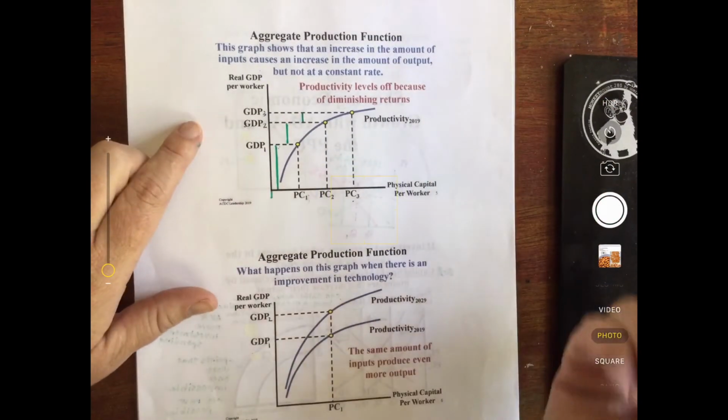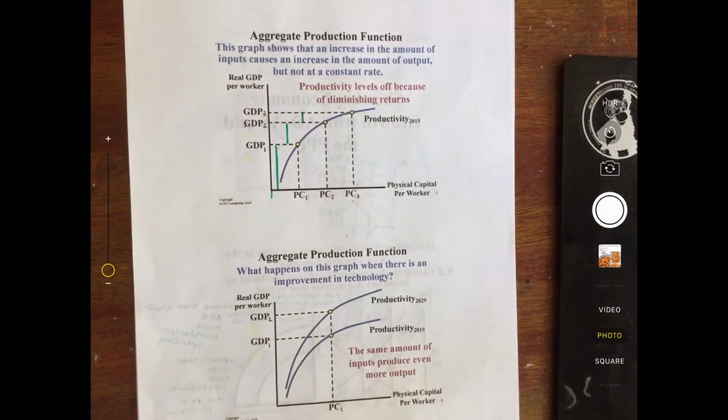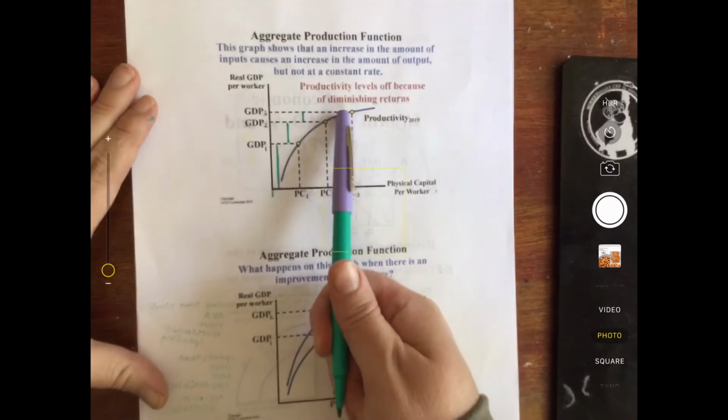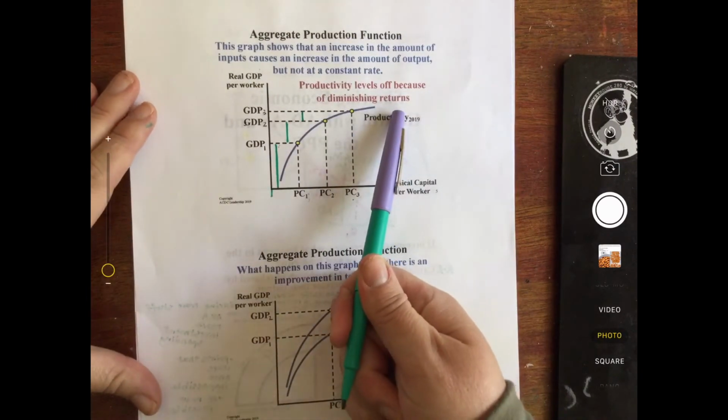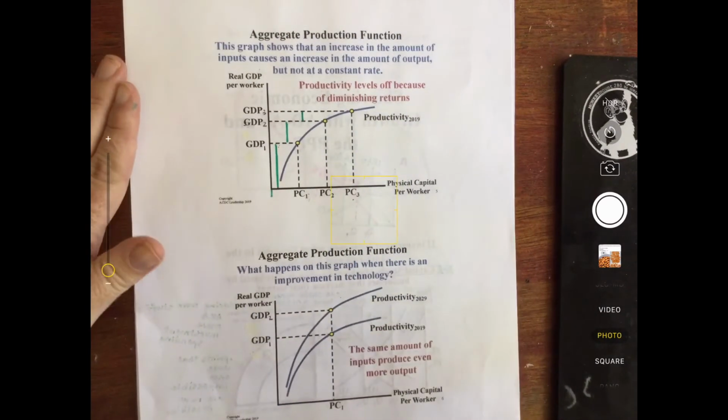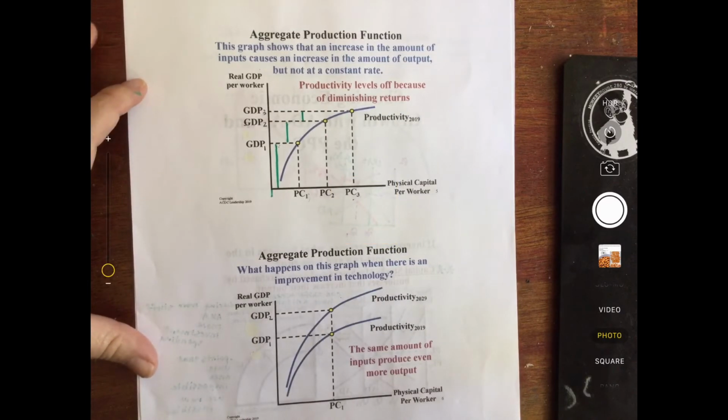Well, why is this happening? Why, when we add more physical capital, is the GDP growth decreasing? Well, this is due to diminishing returns, okay? You cannot just keep adding more and more physical capital and thinking that you're going to be more productive.